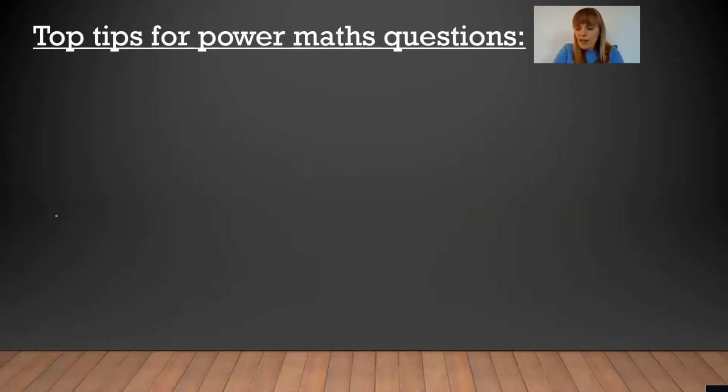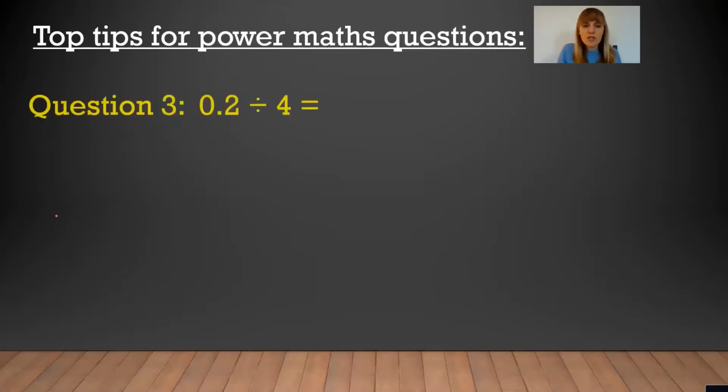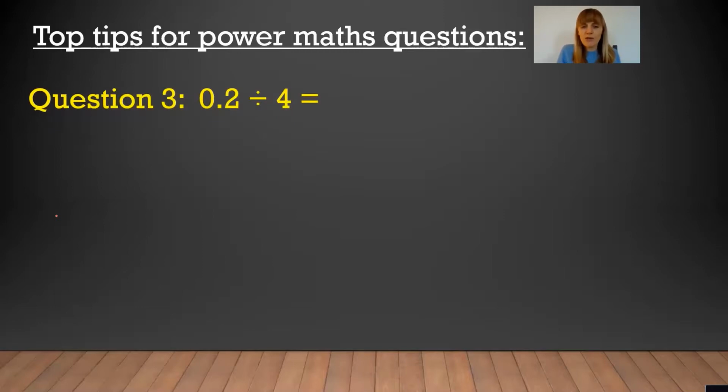Now, question 3, I think, could seem a little confusing because the numbers that you're dividing by might throw you a little bit. It might not, you might be fine. If you want to just get started, that's great. Or if you want to answer questions 1 and 2, pause the video and then come back, that's also a good idea. Now, question 3 is asking you what 0.2 divided by 4 is.